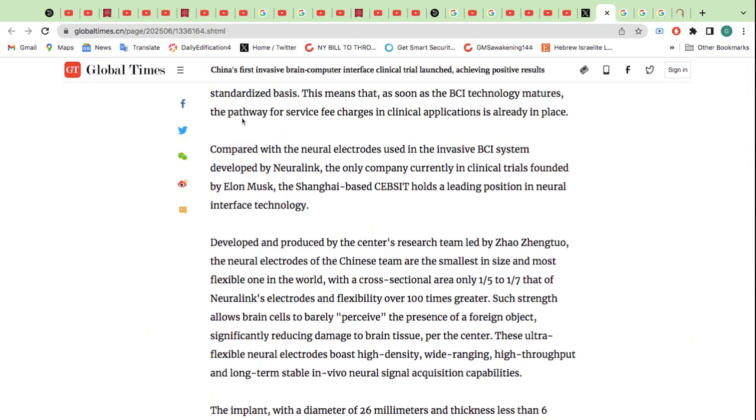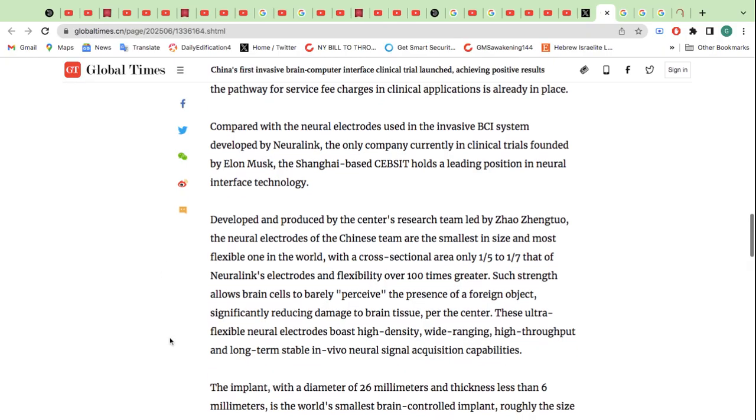Compared with the neural electrodes used in the invasive BCI system developed by Neuralink, the only company currently in clinical trials, founded by Elon Musk, the Shanghai-based SEBSIT holds a leading position in neural interface technology. All right, so you've got America and China. They're both at the forefront of this.